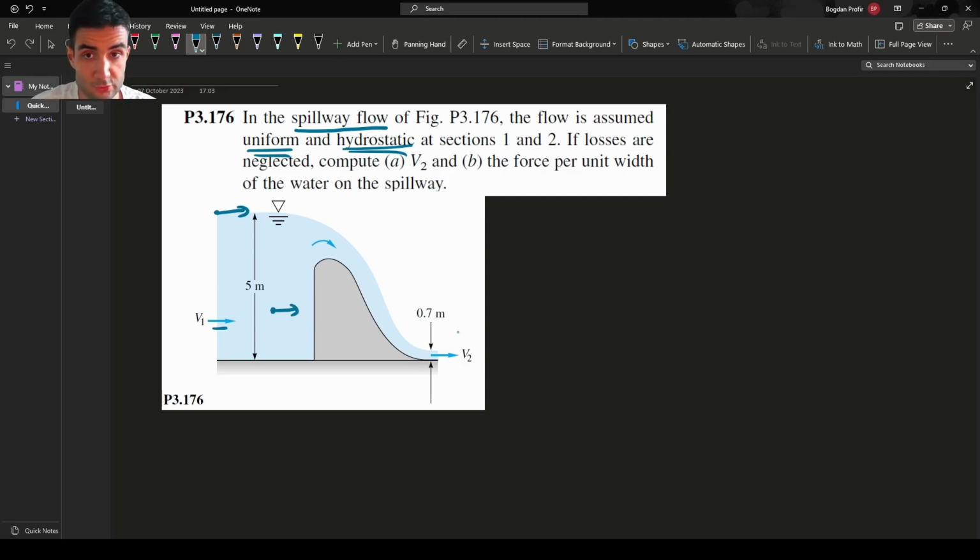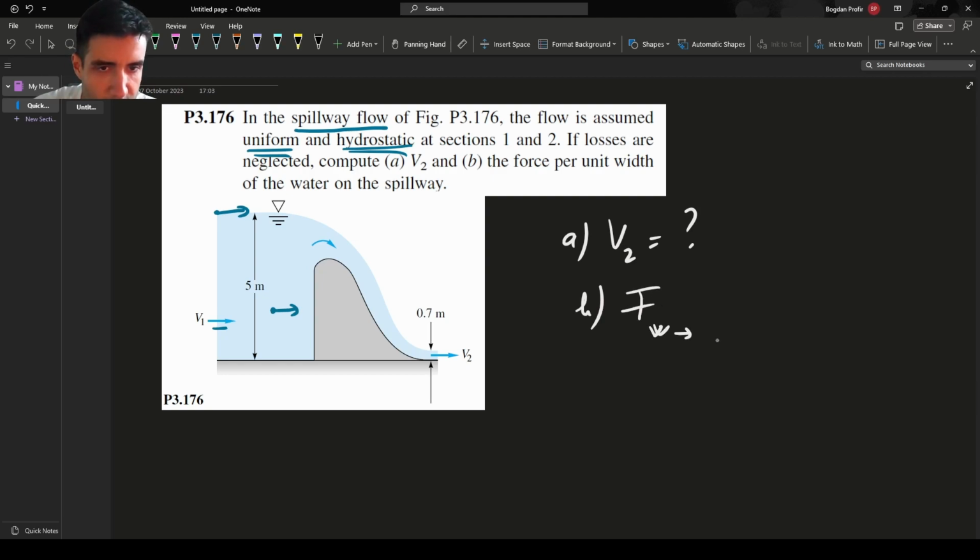And then we have to find out two things. So this question has two parts. The first part is finding V2, and the second part is finding the force per unit width of the water on the spillway. So this is the force acting from the water on the spillway.